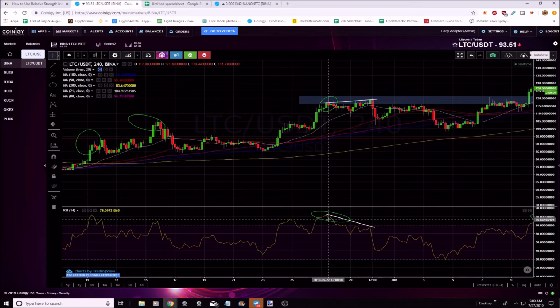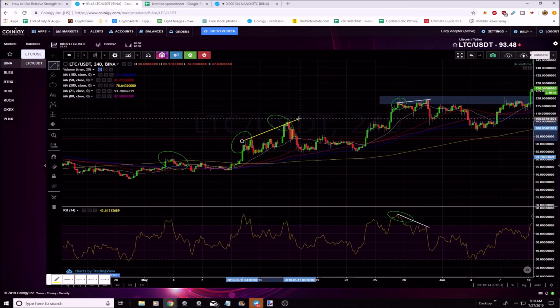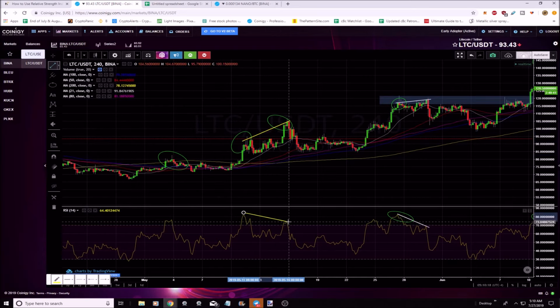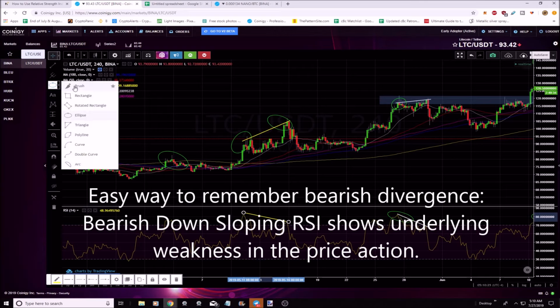So chances are pretty good. You have a lot of different things showing that you're going to get a pullback right here. Now here actually is another place where you've got upsloping in the price action and downsloping on the RSI. And then you get the pullback right here.